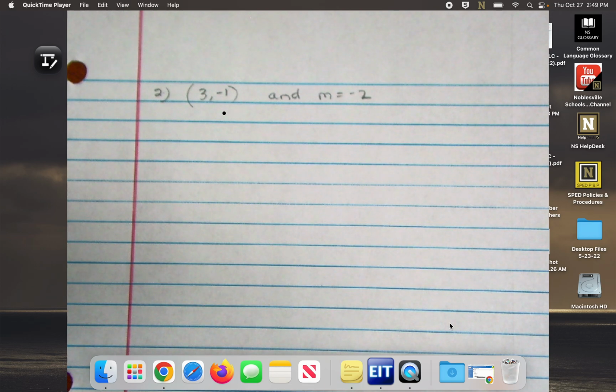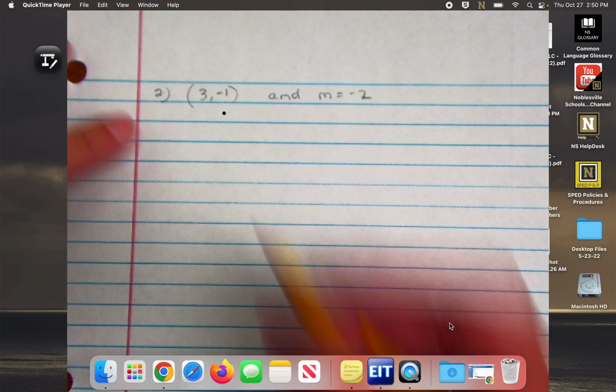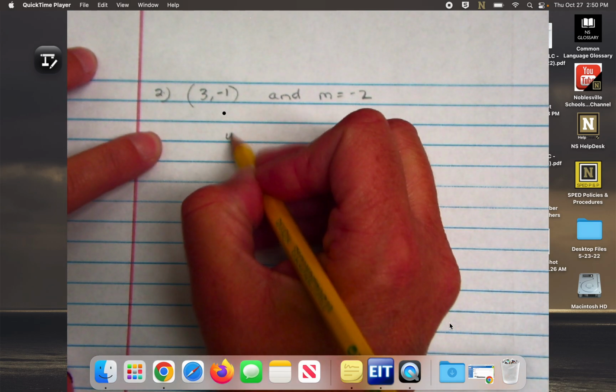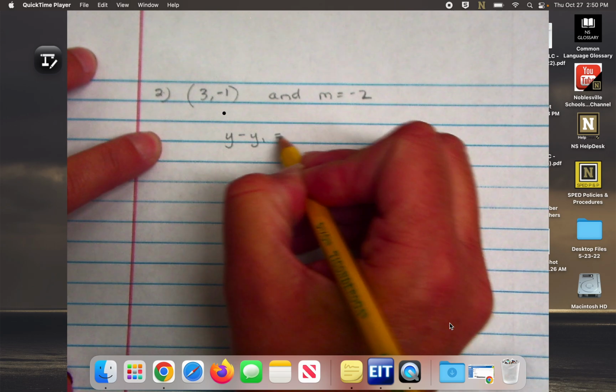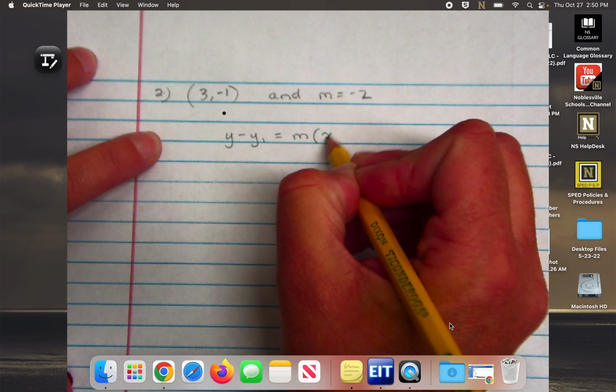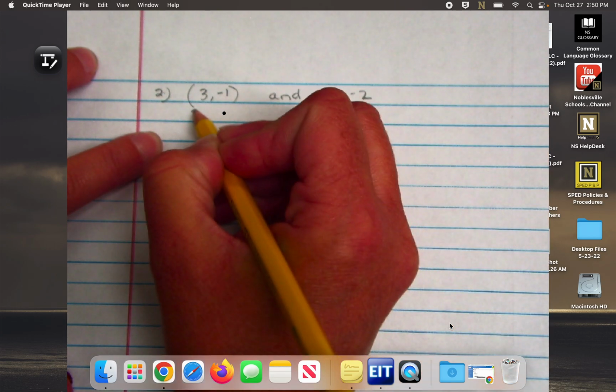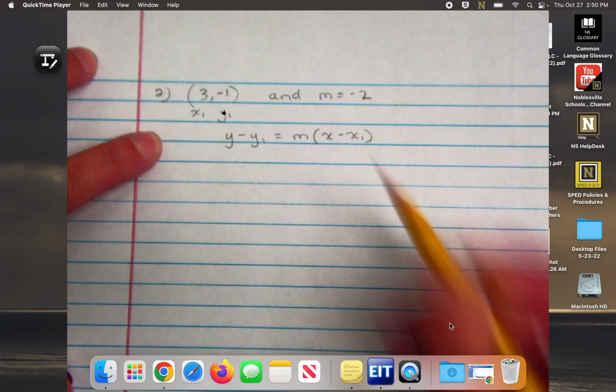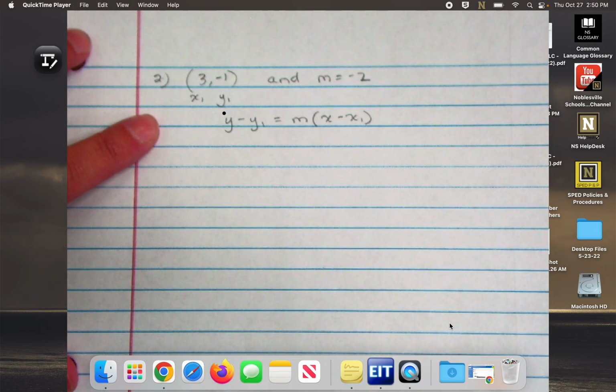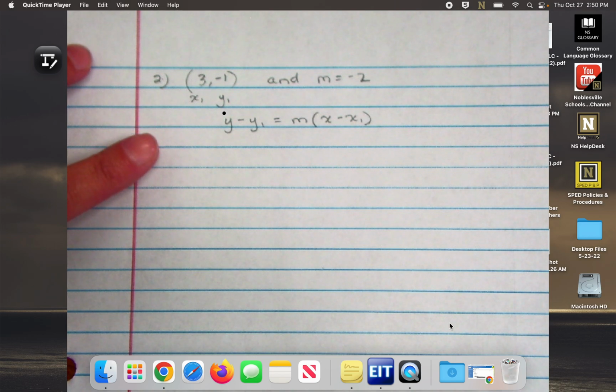So my goal is to put this into slope-intercept form, but you need a y-intercept. So we use point-slope form as the transition to get into the y-intercept. I'm going to write out my point-slope formula, y minus y1 equals m times the quantity x minus x1. I'm going to label my x1 and y1, my ordered pair, so I don't accidentally put them in the wrong place.